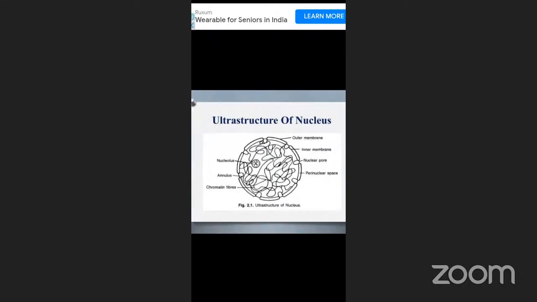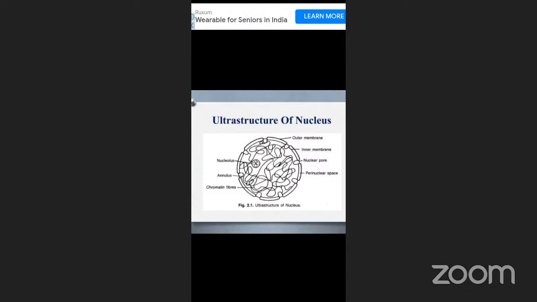So the nucleus consists of the following major parts: the nuclear membrane, nuclear sap, chromatin fibers, and nucleolus. So what is the nuclear membrane? The nucleus is surrounded by an envelope that has two membranes, which we call the nuclear membrane. Between these nuclear membranes there is a space, which we call the perinuclear space.